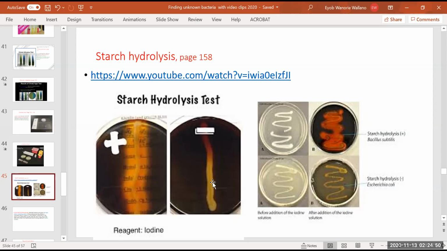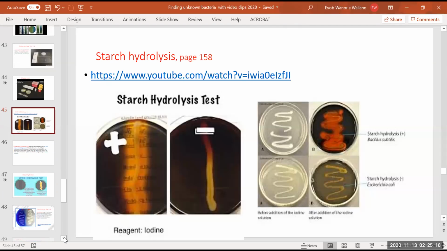In this one, no, it started but it's not. Look now, this is the media, and you add the iodine, and it changed to a brownish color. And then you add it here, and it didn't change. So for this reason, this one is negative for hydrolysis and that one is positive. Very interesting, so we are going to do starch analysis this way.